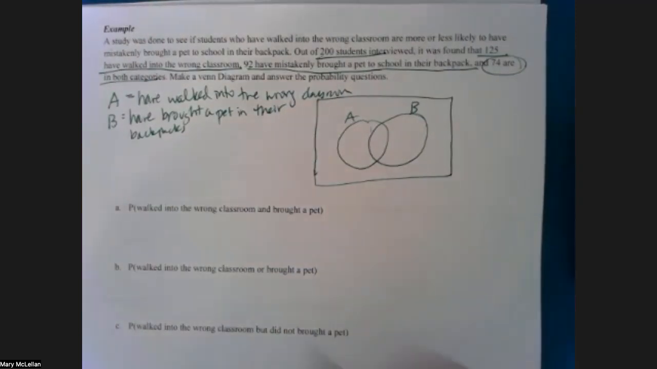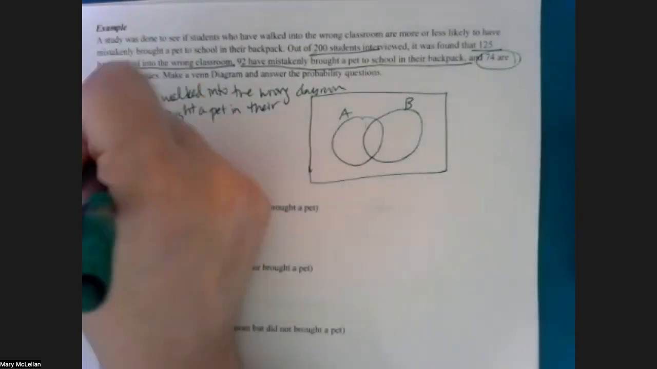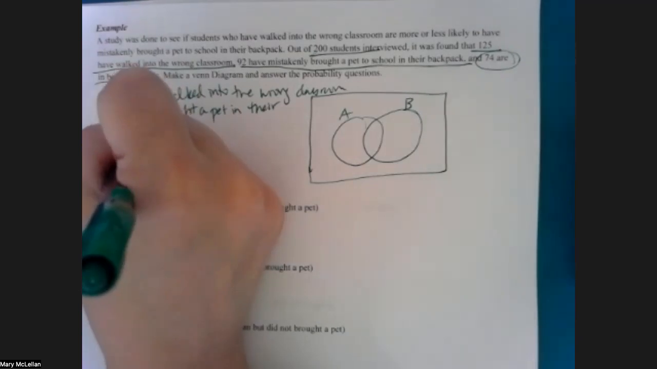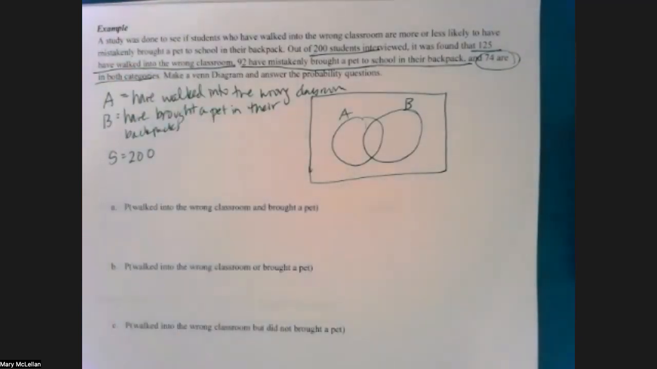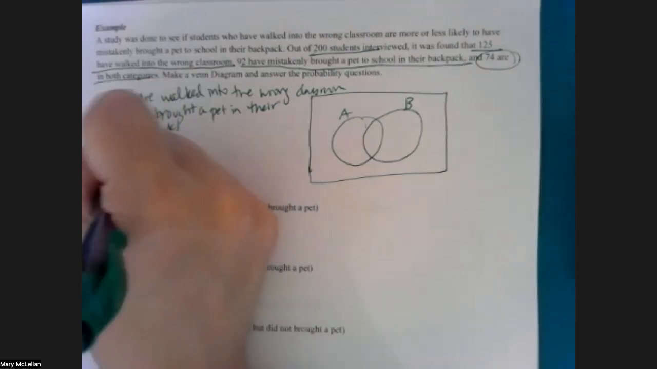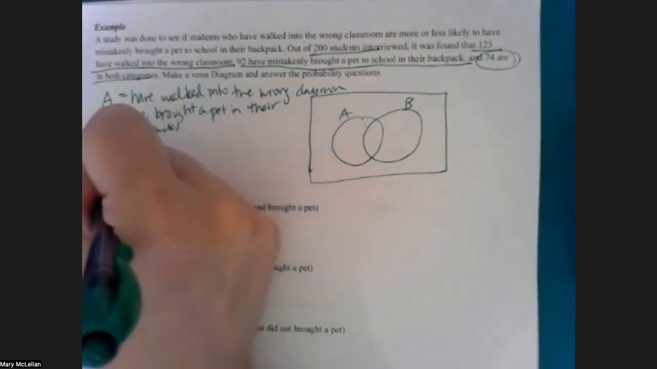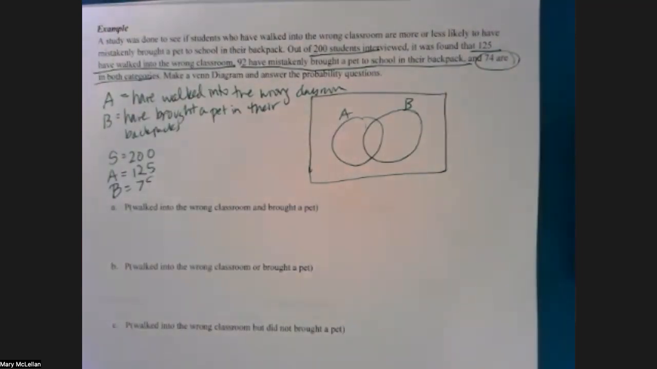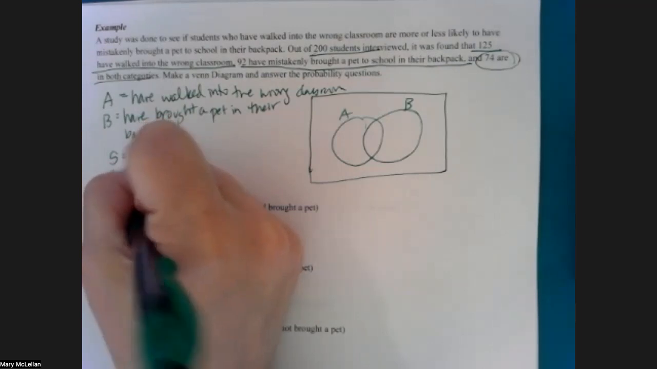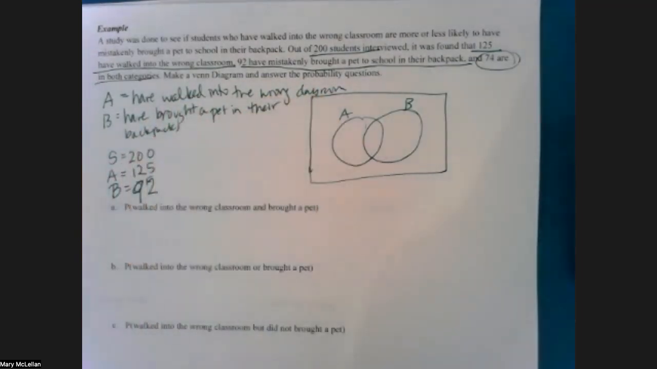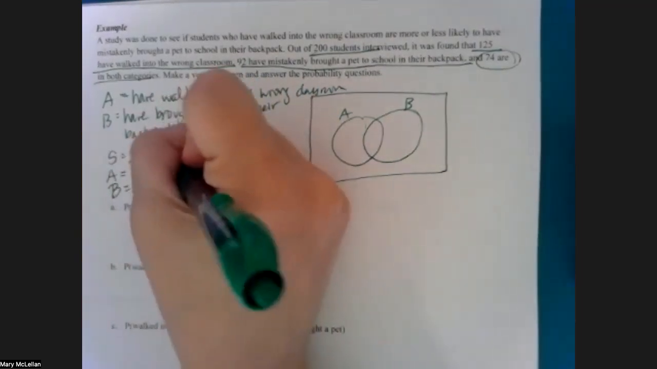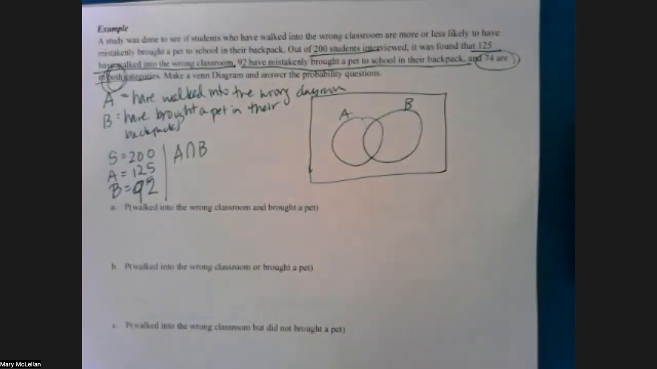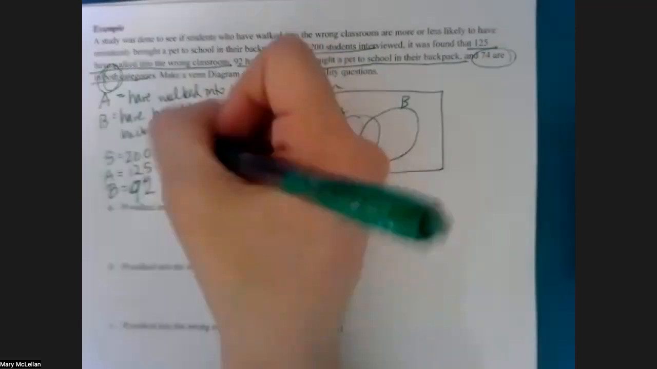And I'm just going to list the information we have. Okay, I know S equals 200 because I have 200 students. A has 125 elements. B has 92 elements. And A intersection B, we have that information too, equals 74.